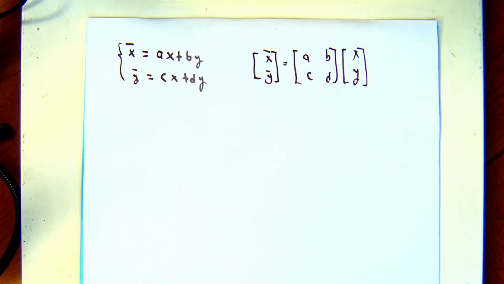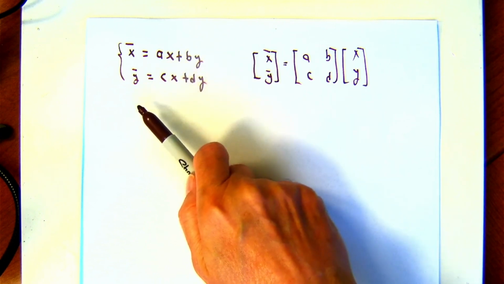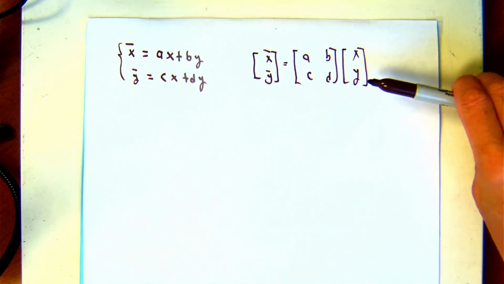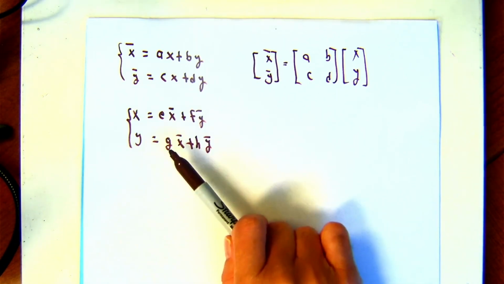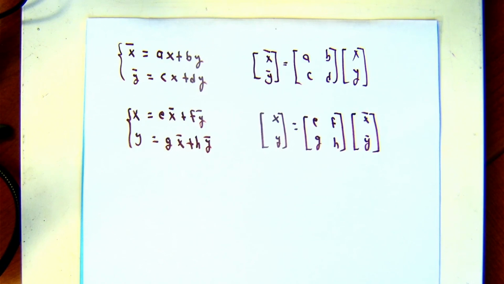There must be constant numbers a, b, c, and d so that x bar equals ax plus by and y bar equals cx plus dy. In matrix form, I could write it like this. There must be numbers that don't depend on x bar or y bar, so that if you were to tell me the x bar, y bar coordinates of a point, I could put those numbers into this formula and tell you the x and y coordinates, which I can also write in matrix form.